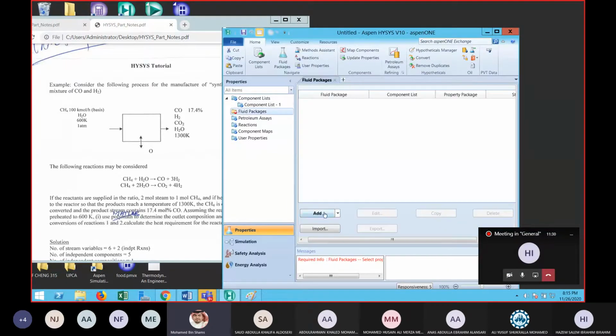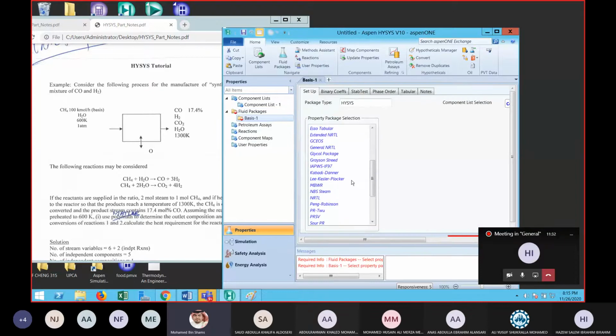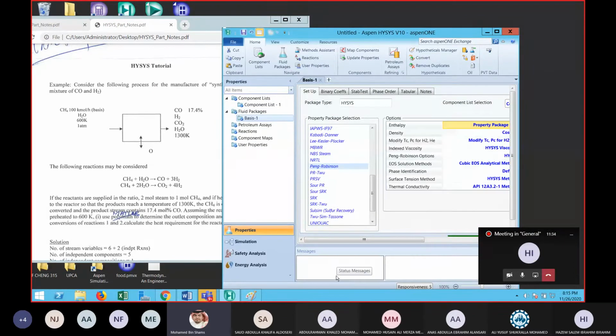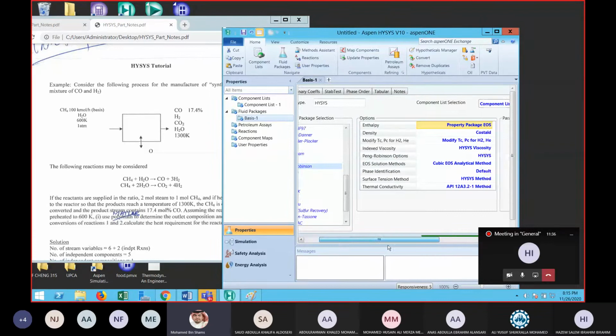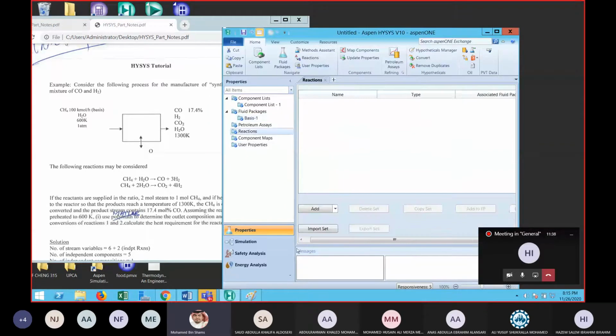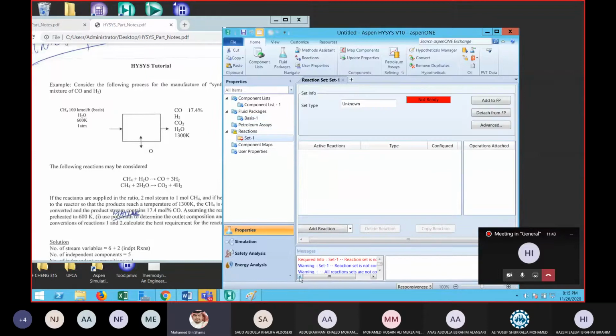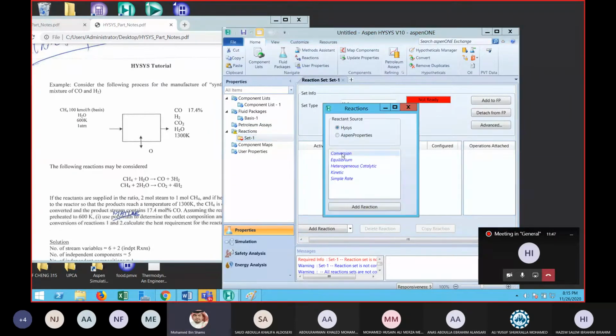Next, we go to the fluid package, and I'm going to select Peng-Robinson as our thermodynamics package. The third step: since I have a reaction, I go to the reaction and I add both reactions. Okay, so I'm going to add reaction and then add reaction. It's a conversion reaction, so I say add reaction.